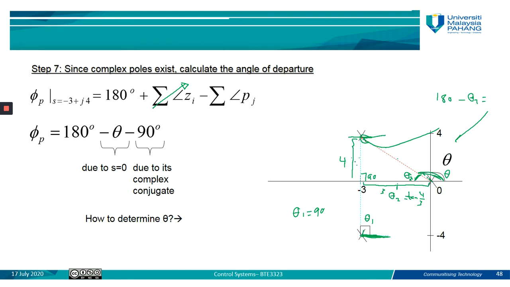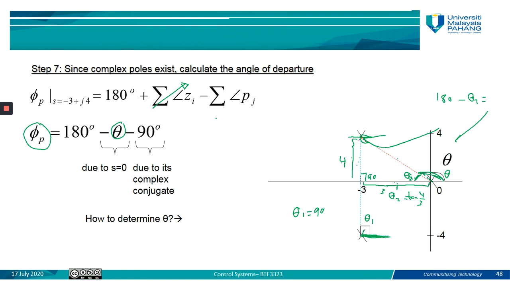Why 4 over 3? Because it's opposite over adjacent. Okay? Or cosine inverse adjacent over hypotenuse. It depends what's the value. So the easiest is to find tan inverse 4 over 3. So we can find the value of theta 2 here. From theta 2 we can find the value of theta. From theta here we substitute for theta in this equation, so we can find the angle of departure. Okay, so this is how to find the angle of departure.